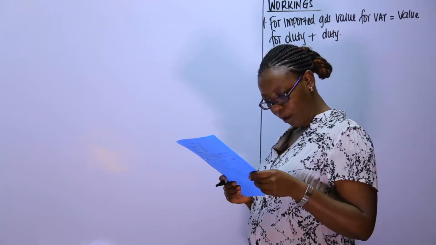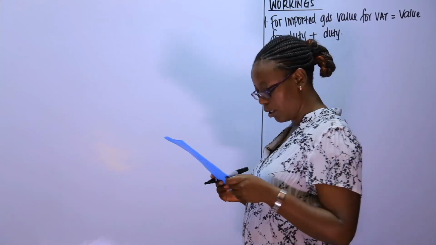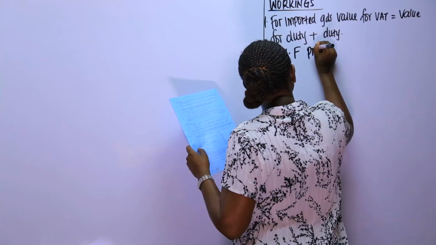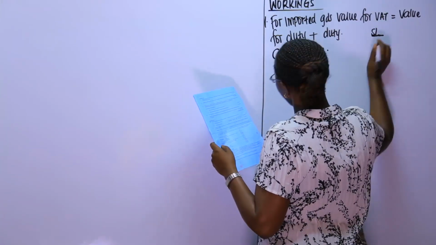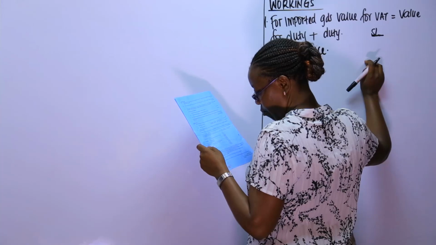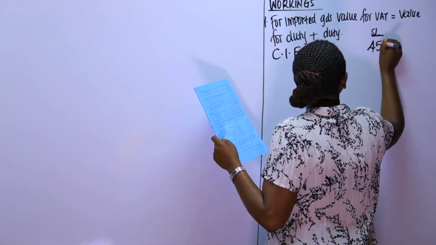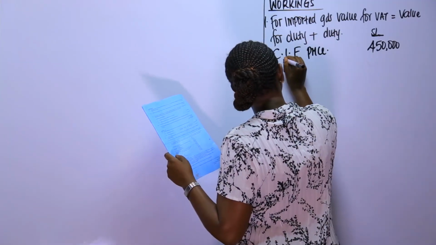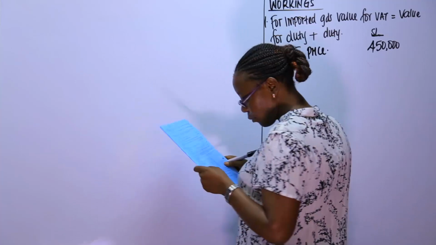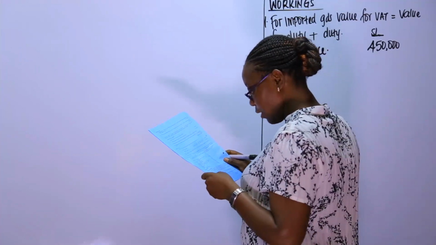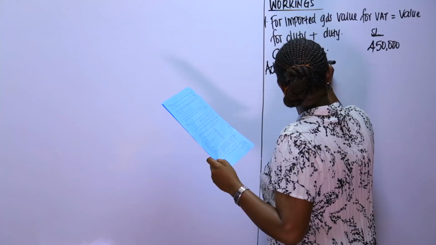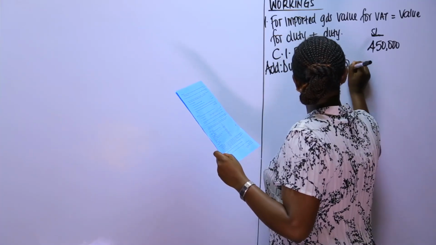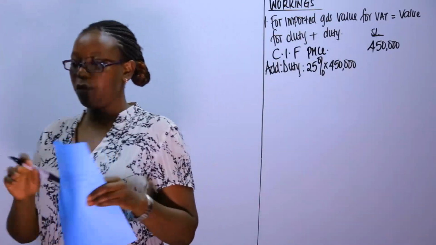So import duty, cost insurance and freight. So we have CIF price for these goods was 450,000. So what we need is duty. Add duty. We are told in note 5 the rate of customs duty was 25%. So 25% times 450,000. That is a quarter of 450.